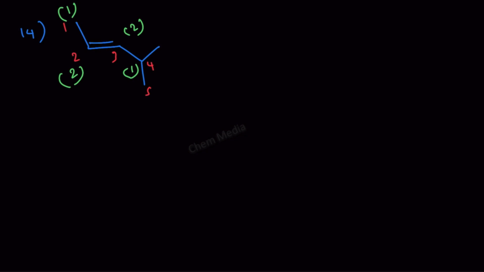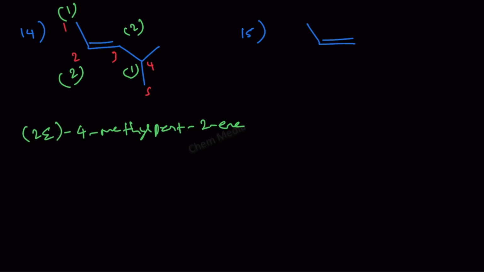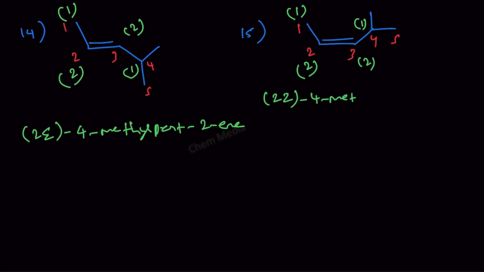Therefore this is (2E)-4-methylpent-2-ene, and then the Z isomer, that is 1, 2, 3, and then the carbon-carbon double bond, and then 4 and then 5, and then 1 methyl group at the 4th position. Top priority, second priority, second priority, top priority. Higher priorities are on the same side. So this is (2Z)-4-methylpent-2-ene.